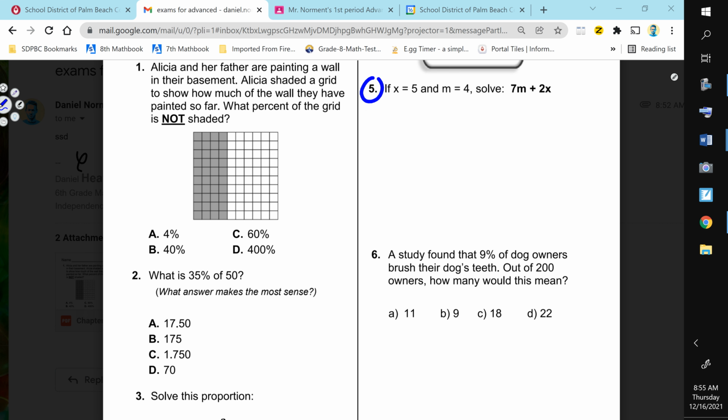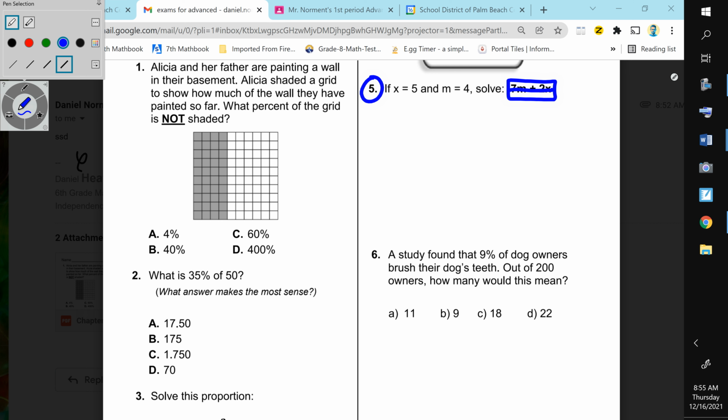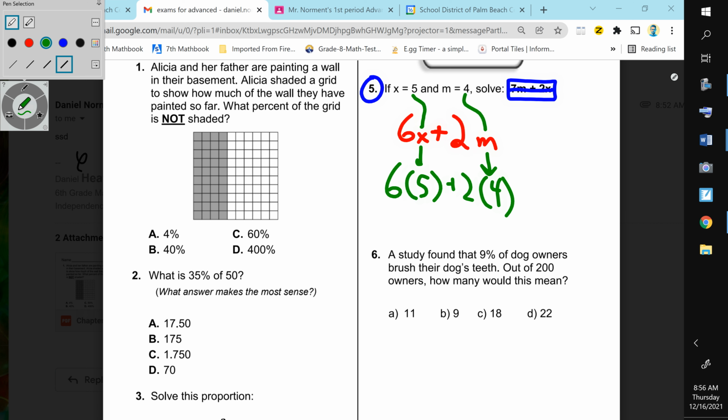Number five. Now, I'm not going to do this, okay, but I'm going to do one similar. Let's say it was 6x plus 2m. Oh my god, Heath, this is why I write 2s like this, 2m. So what I would do when I solve this is take 5, and put it for x. You're going to take 4, put it for m. And then you're going to put the 2 there, and the 6 there, and the plus there.